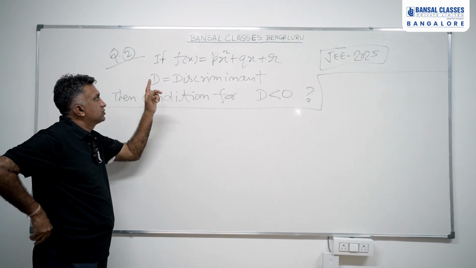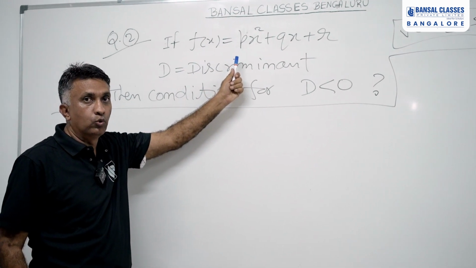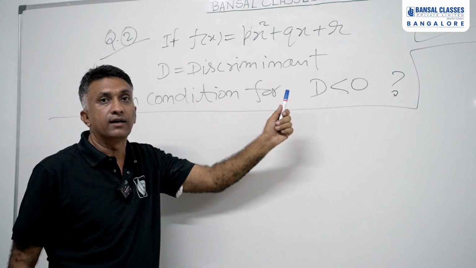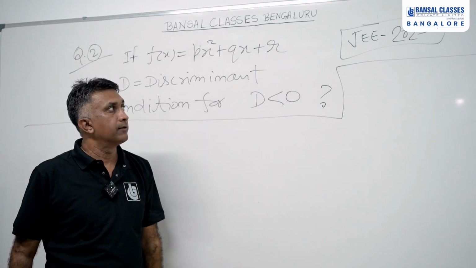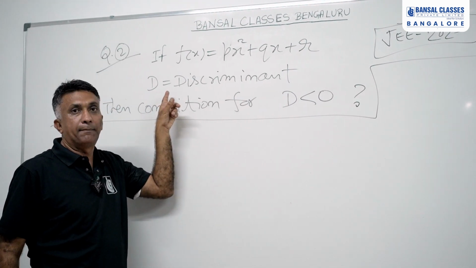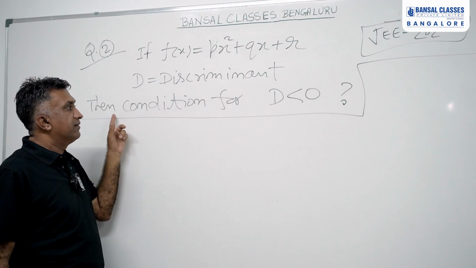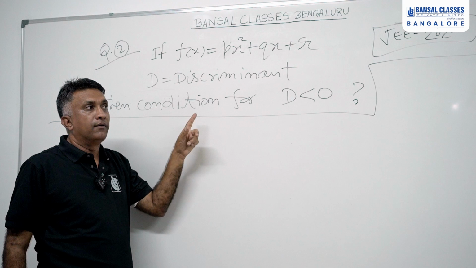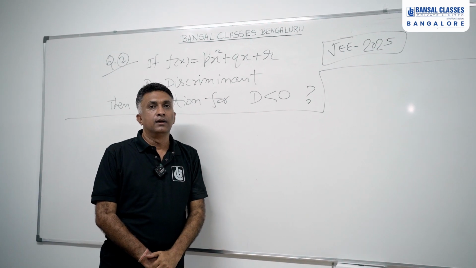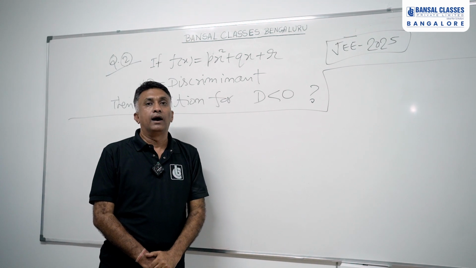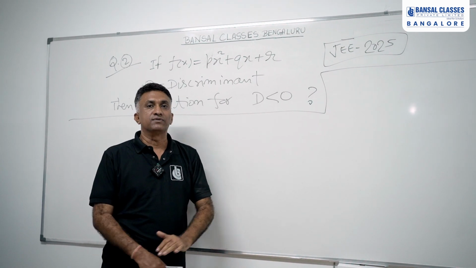Now, in this question, if f of x is equal to p x square plus qx plus small r, where capital D is given as the discriminant of the equation, then we have to calculate the condition when D is less than 0. My dear students, after reading and understanding the question, now I will explain the solution of this question.